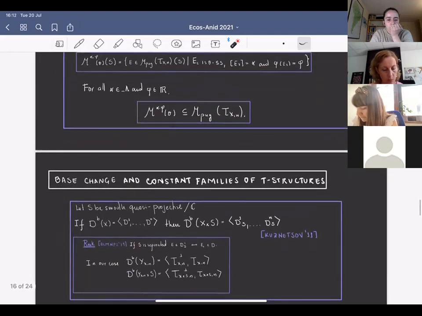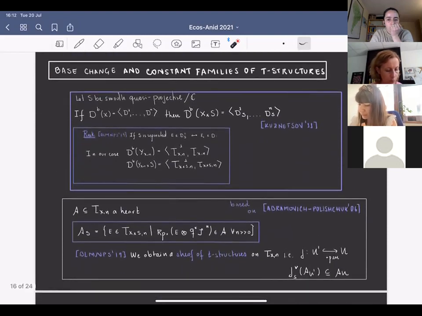So now, in order to be able to talk about our moduli, we need to talk about families of objects, right? And base change. So first of all, we need the base change of the semi-orthogonal components. And second of all, we need the base change of the heart. The base change of the semi-orthogonal components was given by Kuznetsov.